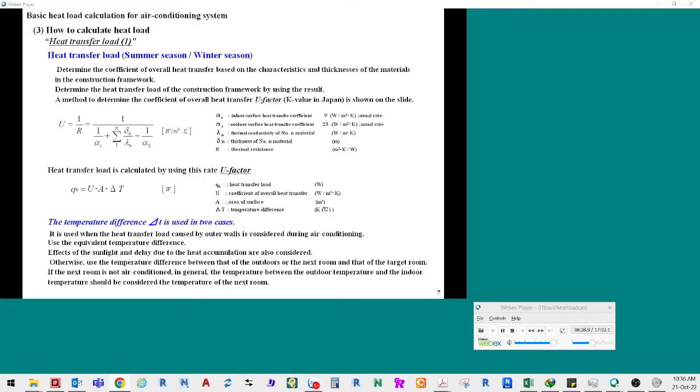The temperature difference delta T is used in two cases. It is used when the heat transfer load caused by outer walls is considered during air conditioning. Use the equivalent temperature difference. Effects of the sunlight and delay due to the heat accumulation are also considered. Otherwise, use the temperature difference between that of the outdoors or the next room and that of the target room, if the next room is not air-conditioned. In general, the temperature between the outdoor temperature and the indoor temperature should be considered the temperature of the next room.